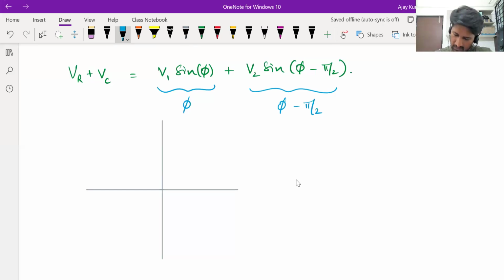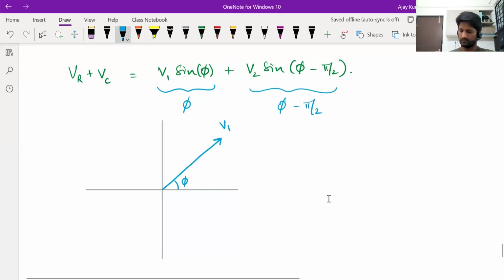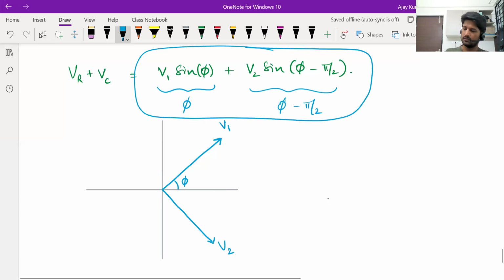Draw a vector of magnitude v1 at an angle phi. Let's say you are taking angles with the x-axis. Draw the next vector of magnitude v2 at an angle phi minus pi by 2. From phi, if you subtract pi by 2, the other vector will be like this, v2. Now you want the effective voltage of these two, right? The effective voltage when you add these two sine functions will be the resultant of these two vectors. So this is the effective voltage, you can say.